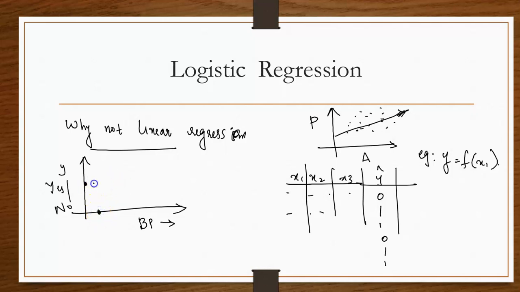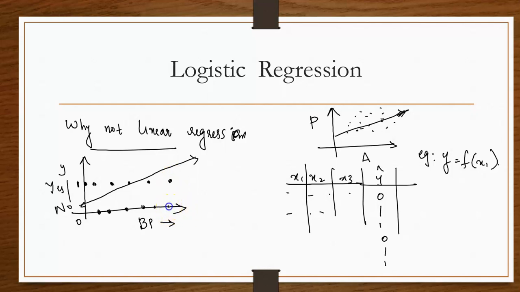There are a few persons with BP who have the disease, and another few persons with no BP but with disease. It can vary from person to person, but this output can take only 2 values. So what will happen if we apply linear regression here? Suppose we get a straight line like this. This is 0 and this is 1. These are the only 2 values the output can take, and if you apply linear regression, we get a line.